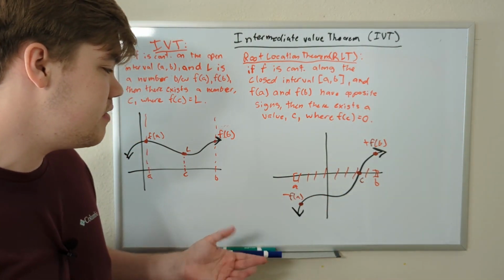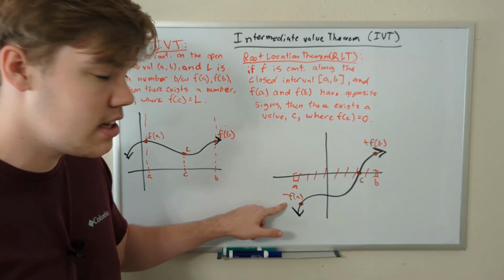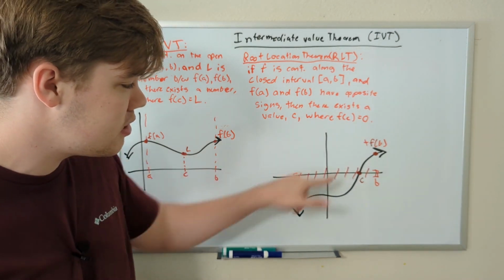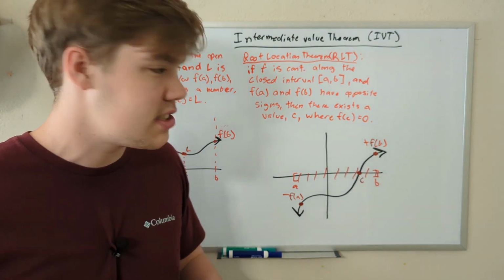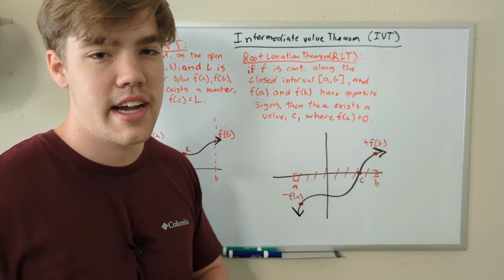And this is pretty easy to see visually, as if we have the function at a negative point and the function at a positive point, it has to cross the x-axis at some point, which is the value c, where y is equal to 0.